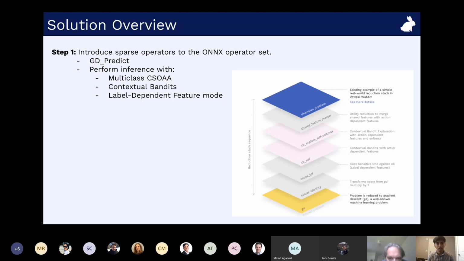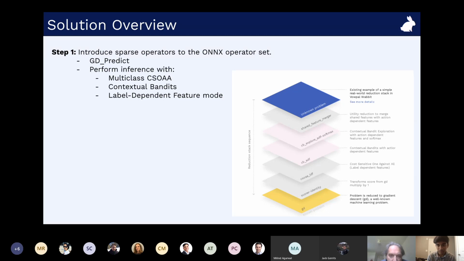So in order to get started with using ONNX in VW, there are a few steps we have to take. And the first step is introducing sparse operators to the ONNX operator set. So a big strength of VW is that it uses sparse operations in order to do sparse computations, which is why it's really fast in a lot of cases. The problem is ONNX doesn't have default support for sparse operators. So this is the first thing that we had to introduce.